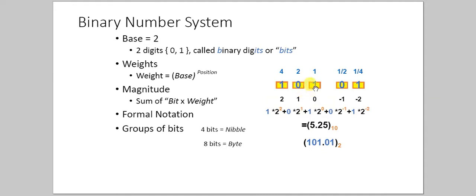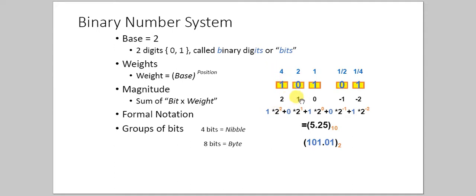So here is the bit 1 into 2 raised to power 0. 2 raised to 0 is 1. Then the next bit is 0, so 0 into 2 raised to power 1, which is 2. Then we have 2 raised to power 2, which is 4.